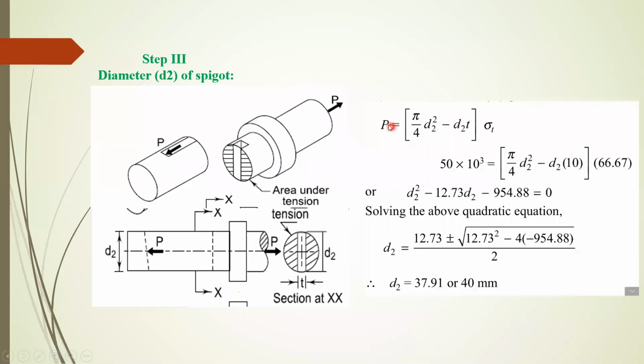So again, by the use of tensile failure, stress is force divided by cross-sectional area. Force is P, and this is the cross-sectional area, the hatching area. By putting all these values here, we can calculate the value of D2 only. In this equation only D2 is unknown. By solving the quadratic equation, we get D2 equal to 37.91, and the general standard value of diameter is considered as 40 mm.